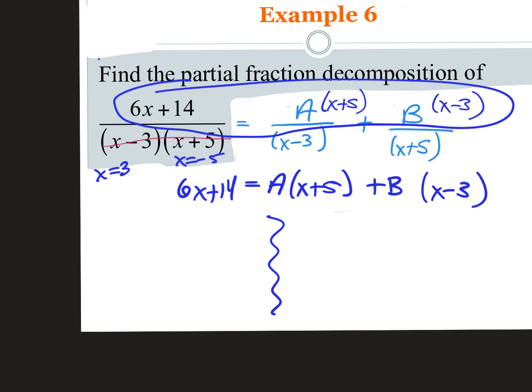So we're going to solve this twice. First, I'm going to use x equals 3, and here I'm going to use x equals negative 5. This is the same process you guys would use every single time. And the same thing will happen every single time. So watch, on the left-hand side, we're going to solve using x equals 3. So instead of x, I'm going to put 3: 6(3) plus 14 equals A times (3 plus 5) plus B times (3 minus 3).